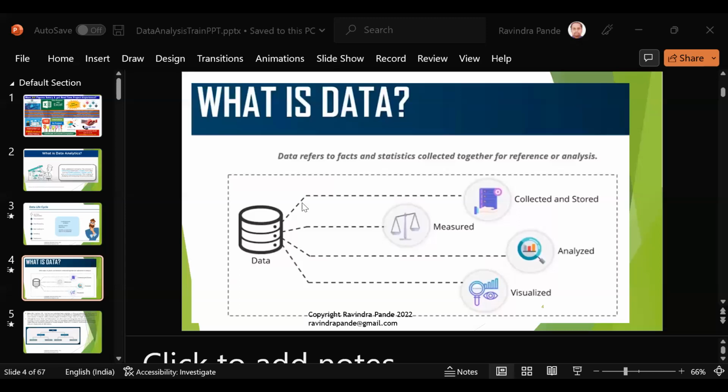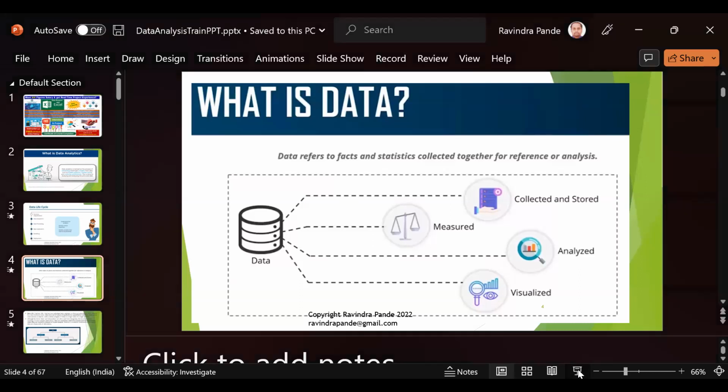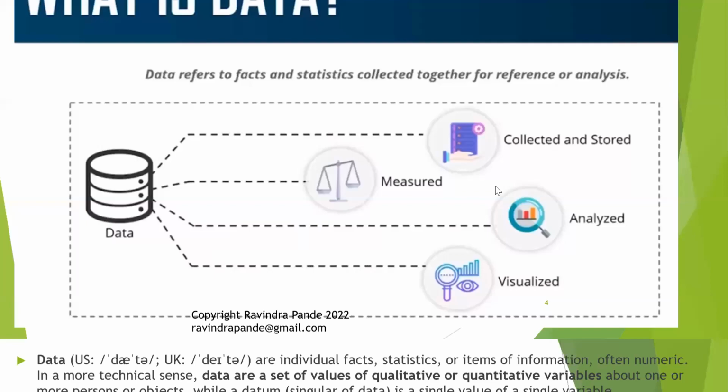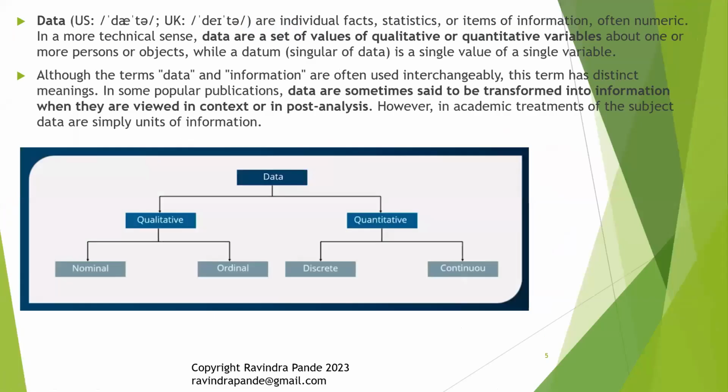So we have understood what data is, and how data is collected, generated, measured, analyzed, and visualized. Then let's try to understand data as a scientific definition. In the US they normally say data; in Europe there could be a different pronunciation, but let's not go there. These are individual facts and statistics or items of information, often numeric. Most of the time we work on numerical data, because numerical data can be processed easily.